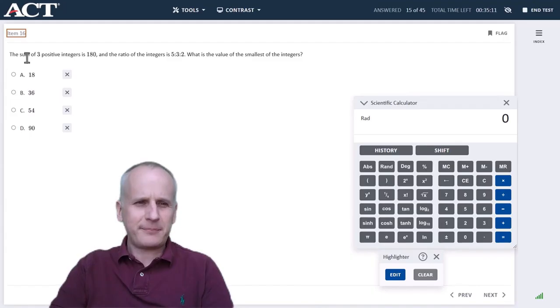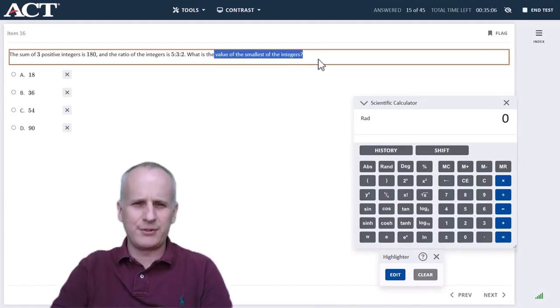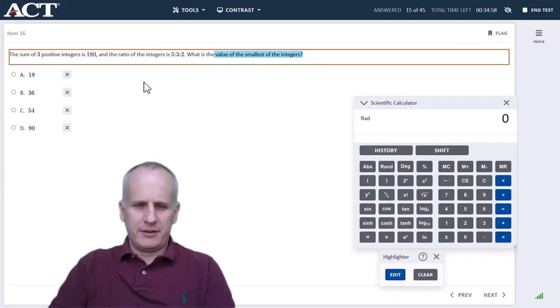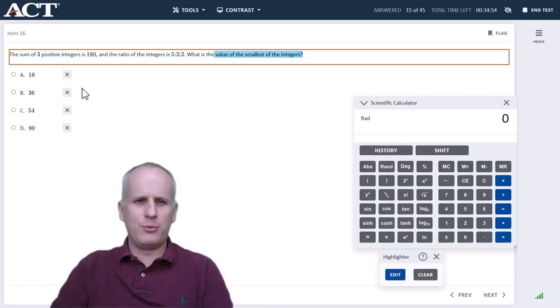Next, we've got the sum of three positive integers is 180. We're looking for the value of the smallest of the integers, and we've got this ratio of the integers being 5, 3, and 2. So you have to be careful with this one. There's a little bit of a trap here. So it's the ratio of the integers is this. So we know that the smallest of the integers is going to be 2/5 of the largest of the integers.